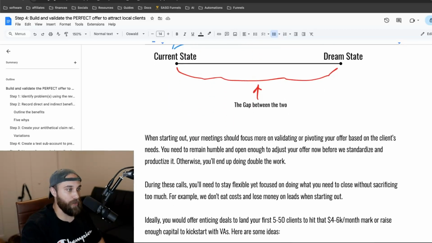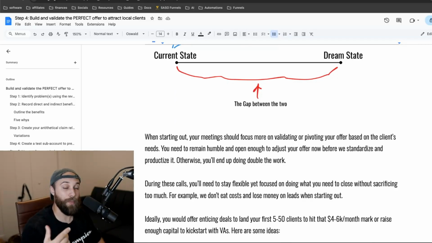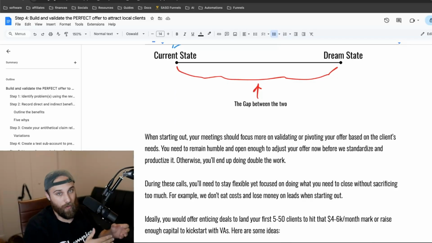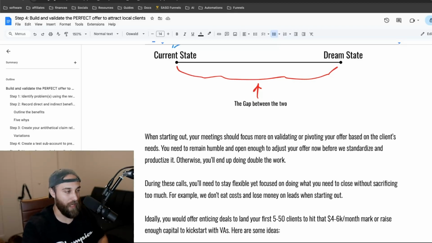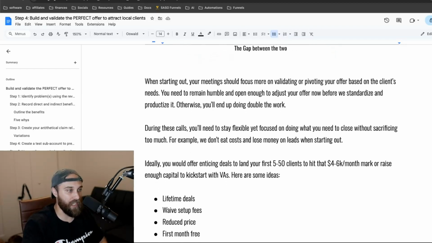Now, when starting out, your meeting should focus more on validating or pivoting your offer. So if they're telling you that they don't like this or they don't like that, you need to remain humble enough and open enough to adjust what you're offering before you standardize and productize your solution, okay? Otherwise, you're going to end up doing double the work and you're going to be trying to push a product that people don't really like, right? So during those calls, you need to stay flexible, yet focused on doing what you need to close without sacrificing too much.